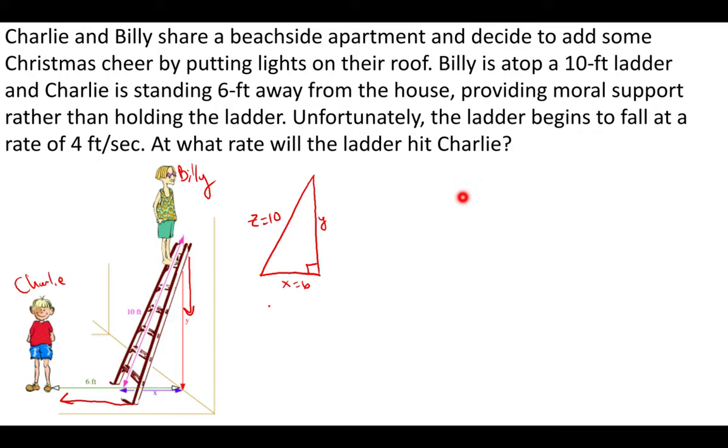All right, in addition, we have some extra information. So what I've used here is we've got a 10-foot ladder, so that's our Z. Charlie's standing 6 feet away, so that's where I got the bottom leg of my triangle. Now there's some other information. It says that the rate the ladder is falling is 4 feet per second. So it's going down this way at 4 feet per second.